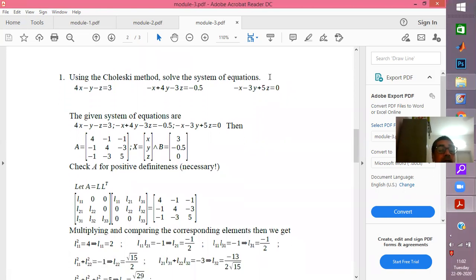Even though I'm not showing it very clearly, you must first check whether A is positive definite or not. There are different ways of checking the definiteness. One way is to find the eigenvalues and see if all of them are positive. If that condition fails, then we must not waste any time on trying to get a Cholesky factorization. Another way is to check the principal minor determinants of A, and all of them should be positive.